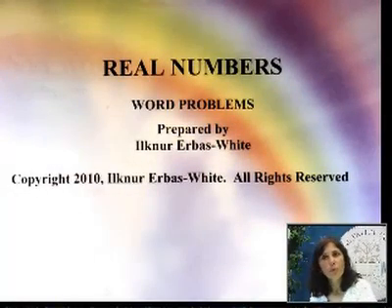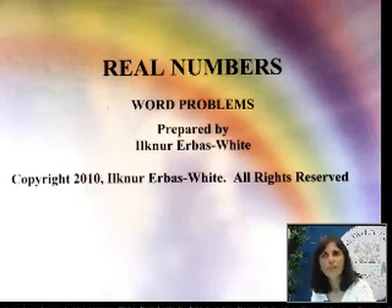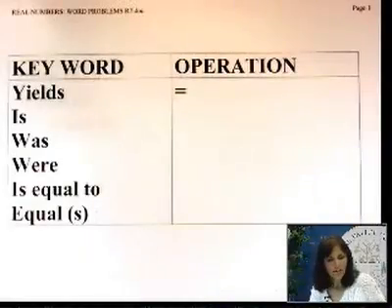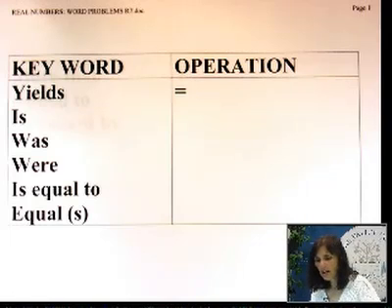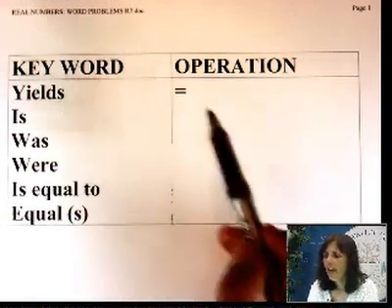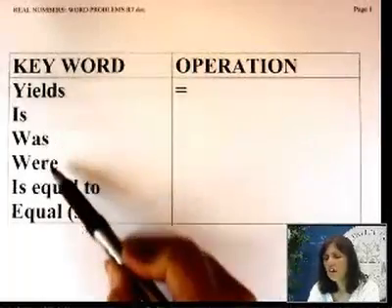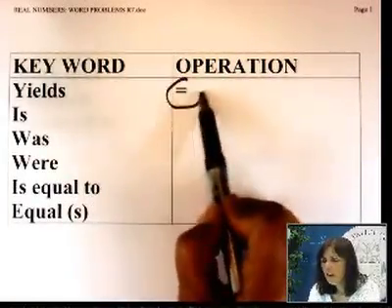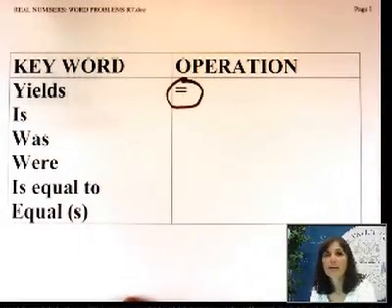We are going to do word problems that involve real numbers. Let's review the keywords that go with word problems. Any of these: yields, is, was, were, is equal to, equal. When you see them, they always imply an equal sign.